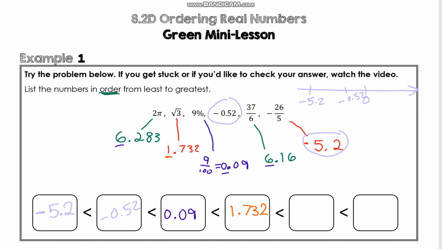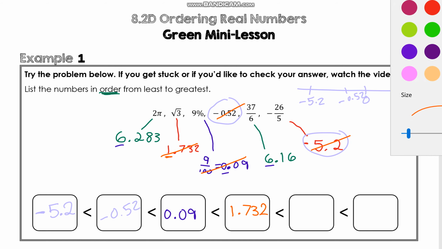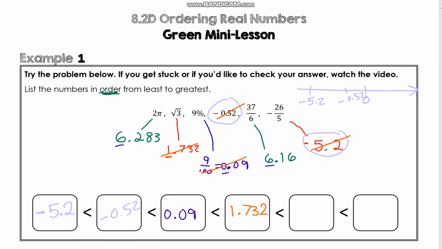Okay, we've taken care of both of those. So these last two numbers, 6.283 and 6.16, they both have a whole number of 6. What are we going to do? We're going to compare 2 and 1. So we look at the next digits in line, left to right. If we're looking for the least, it's 6.16.